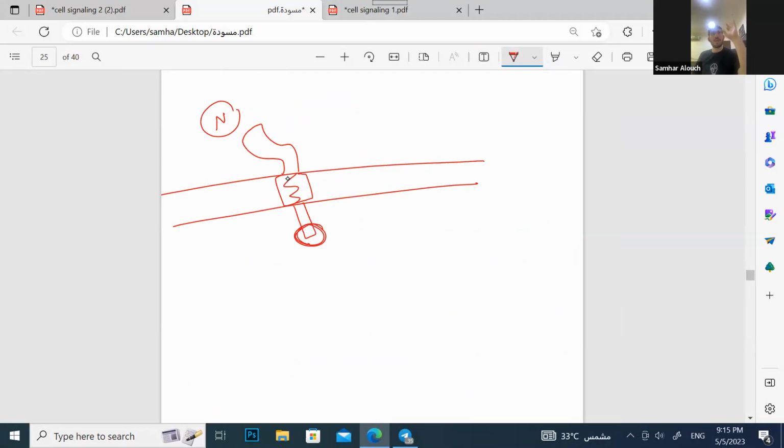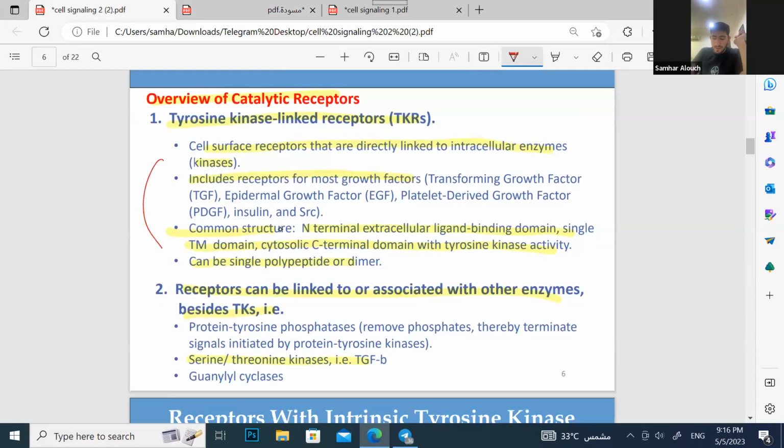So it has three parts: the N-terminal, which is the binding site; the alpha helical, which is the transmembrane part; and the intracellular part, which has the C-terminal and has the tyrosine kinase. And when the ligand binds to the N-terminal, it must be a dimer. So it binds on both sides. When it binds on both sides, the two receptors attach to each other and cause autophosphorylation and phosphorylate each other. So it is made of three parts: N-terminal, transmembrane, and the C-terminal, which has the tyrosine kinase.